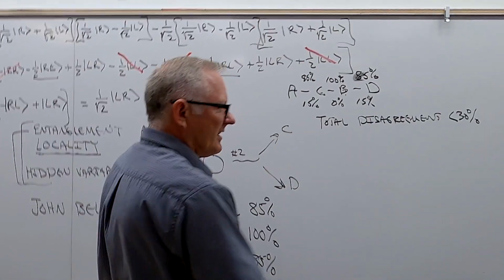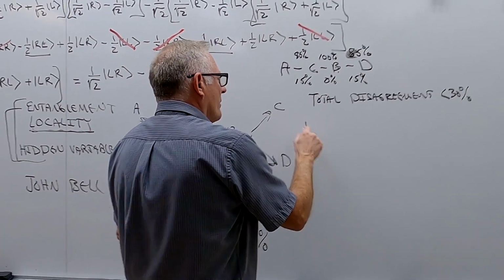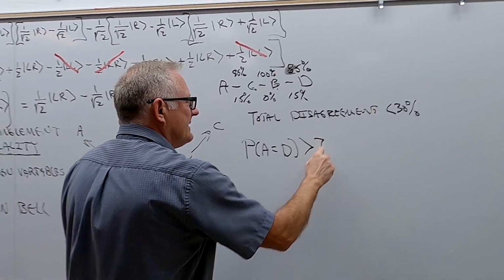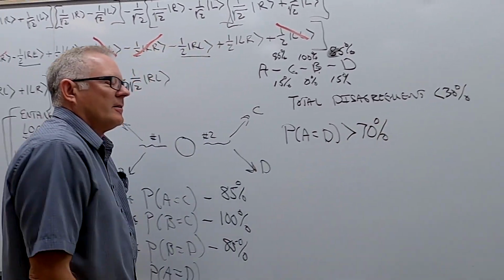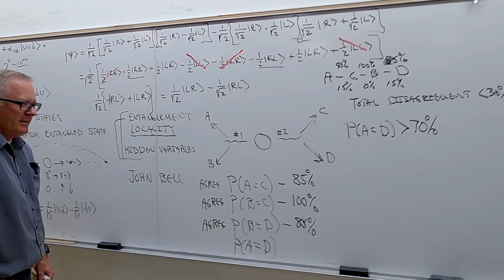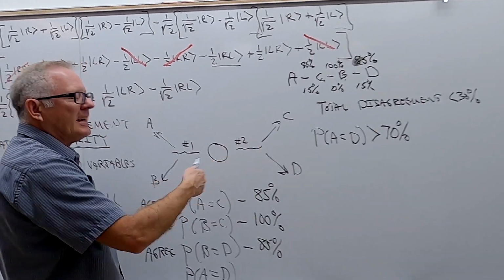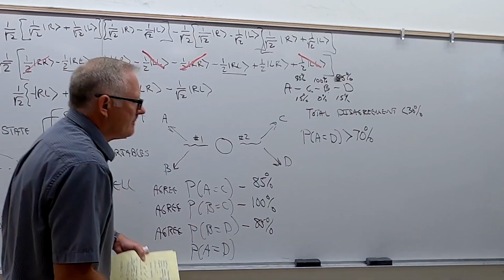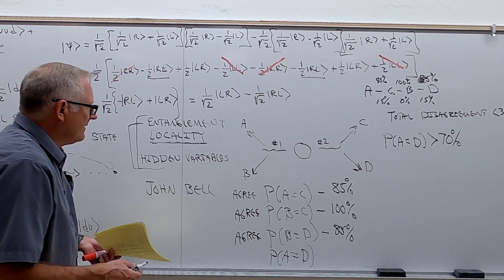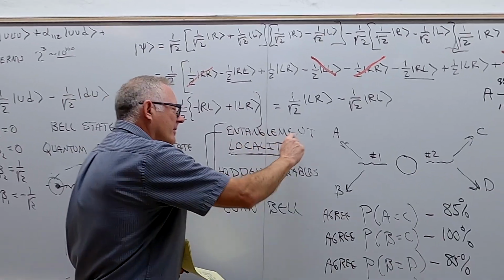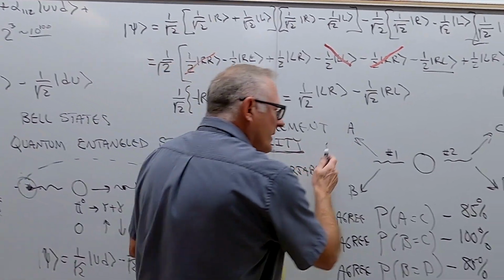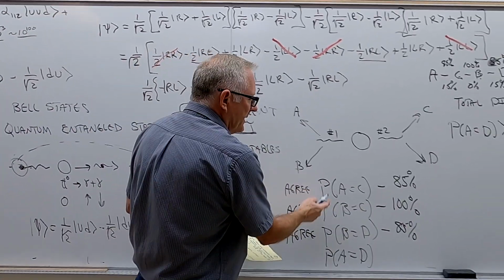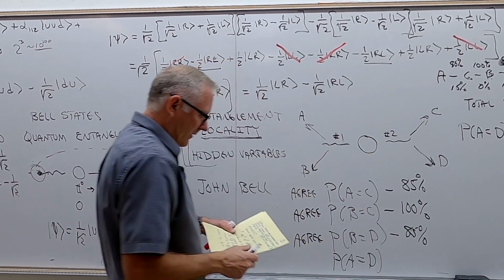If you disagree less than 30%, then the probability of A equal to D has got to be at least 70%. This is what's called the Bell inequality. It's just what the probability has to be for these measurements. It's just a statistics game. This is assuming that locality exists, that there's no communication between these two. That's what you should get between A and D, if these were the probabilities individually.